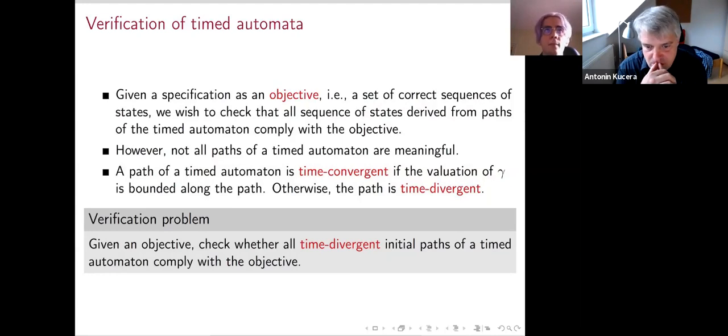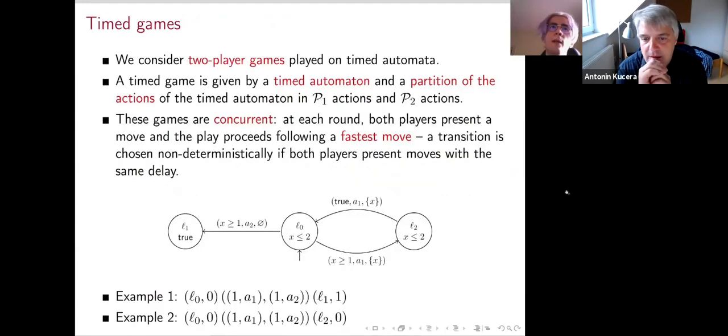Now I'll move on to timed games. We will consider two-player games that are played on timed automata. A timed game will be given by a timed automaton and a partition of the actions into player 1 actions and player 2 actions. The games we are considering here are concurrent. Each round proceeds with both players presenting a move, and then the play proceeds following a fastest move. If both players suggest moves with the same delay, then the play progresses by choosing one of the two moves non-deterministically.